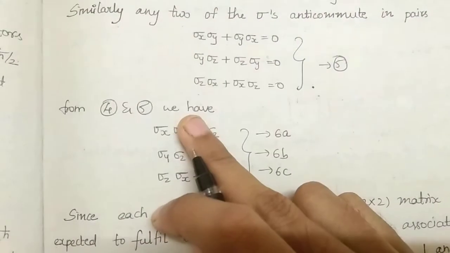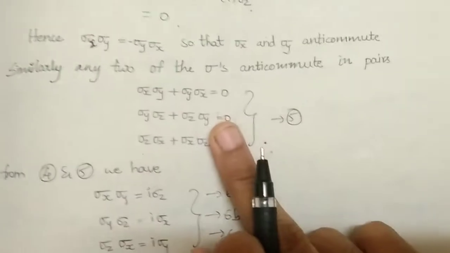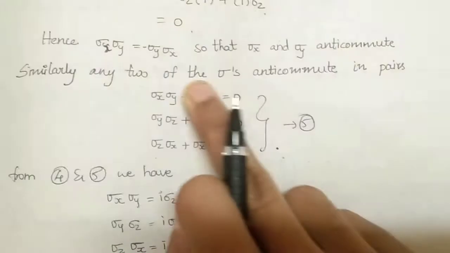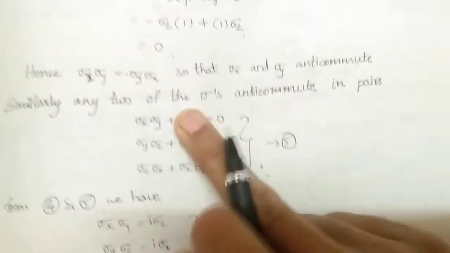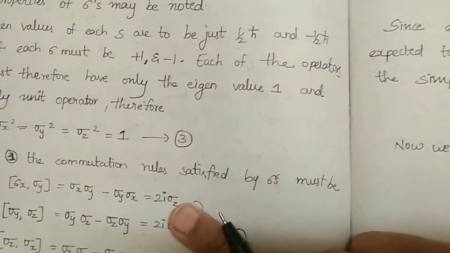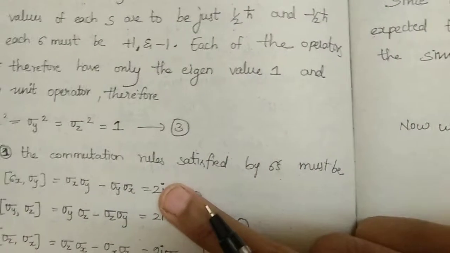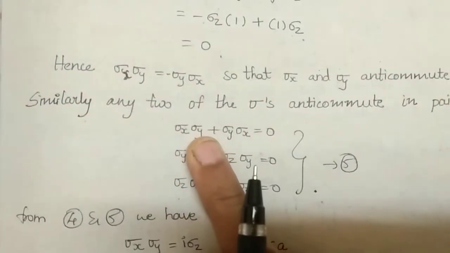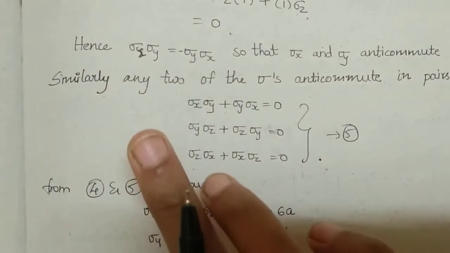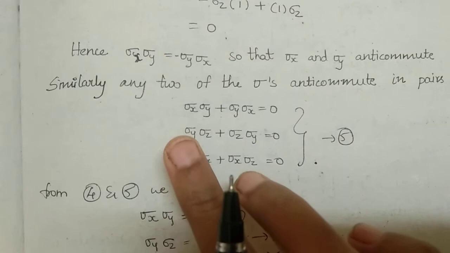And from equations 4 and 5, that is from this and this equation, what we have to do is, this is the first equation and it must be added to this equation. If we add, these terms get cancelled. So 0 plus 2i sigma z is 2i sigma z. And here sigma x sigma y and sigma x sigma y add up to 2 sigma x sigma y. So finally we have 2 sigma x sigma y equals 2i sigma z.